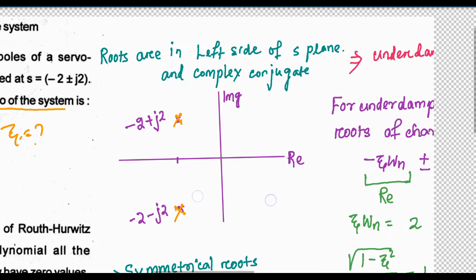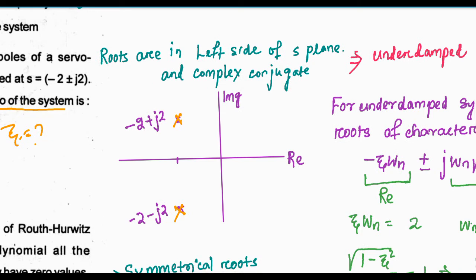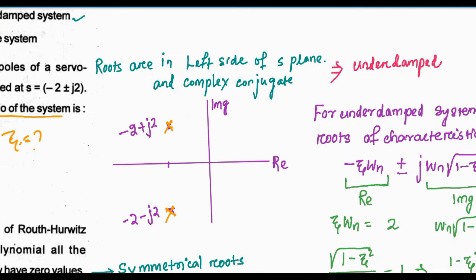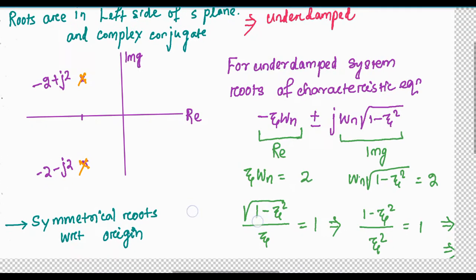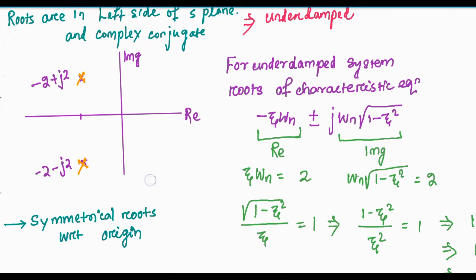So roots are on the left side of the s plane and complex conjugate, that means this is underdamped. I will explain all the things why this is underdamped. Now we will see, for an underdamped system, the root of the characteristic equation is given by simply this one, minus zeta omega n plus minus j omega d, and omega d is equal to omega n into root of 1 minus zeta square.